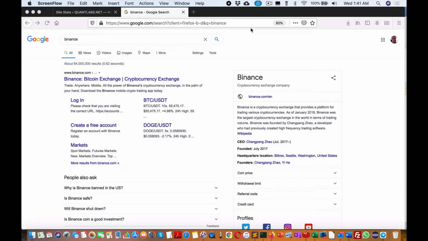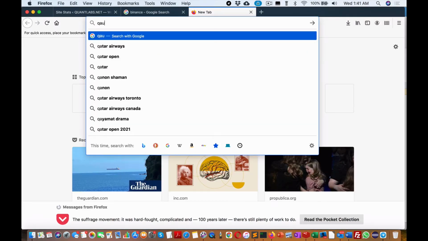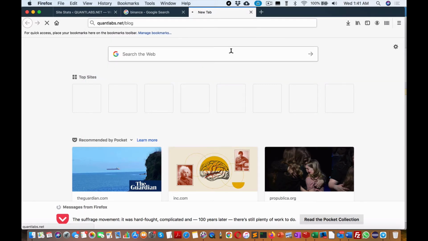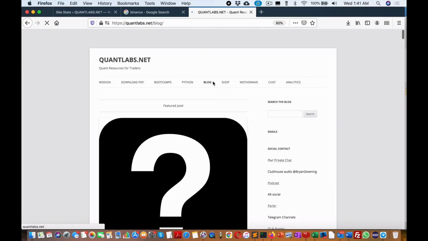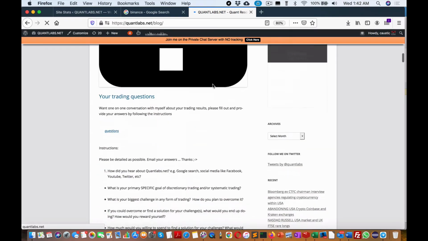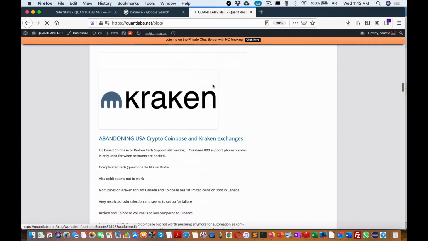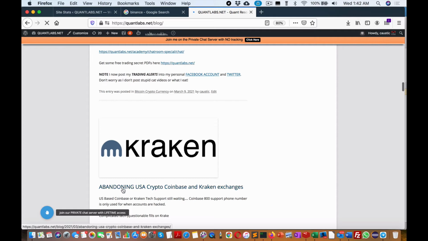Today I want to show you that the new Binance spot bot is underway. If you've not heard, I have decided to dump the US based exchanges for crypto, be it Kraken and Coinbase, just due to lack of support and a variety of other reasons. If you want to know more on the reason, go into my blog and look up abandoning USA crypto, Coinbase, and Kraken exchanges.